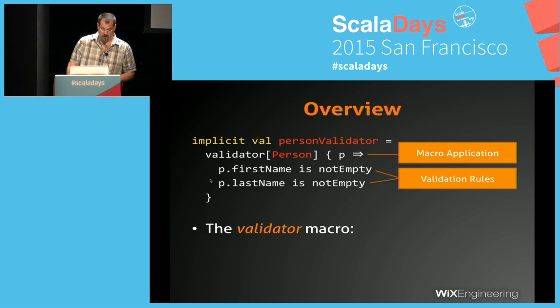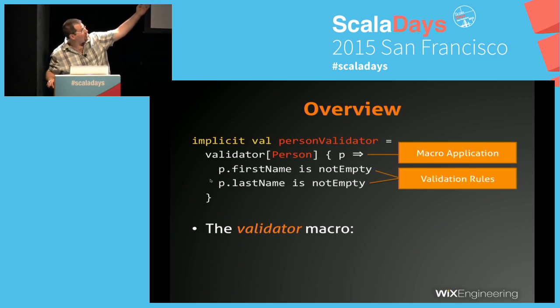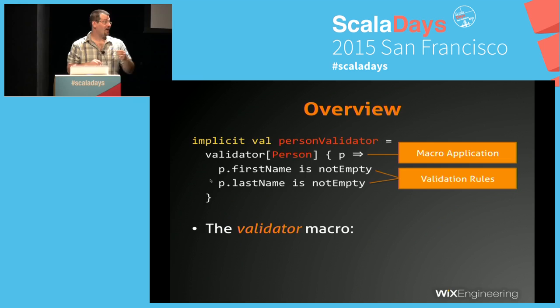Okay, so just to put things in context, this is the code we started off with. There's the person validator object, and that validator over some type of person, that's a method call, and that's the macro application. So the user of the Accord library writes code that looks like this. The Accord library actually has to provide the implementation for the macro, the compile time code transformation that happens when that validator method gets invoked.